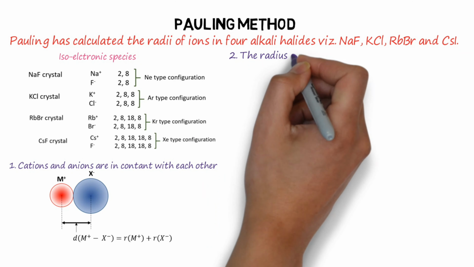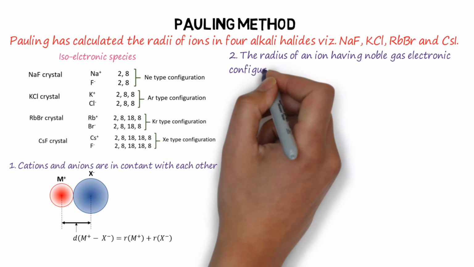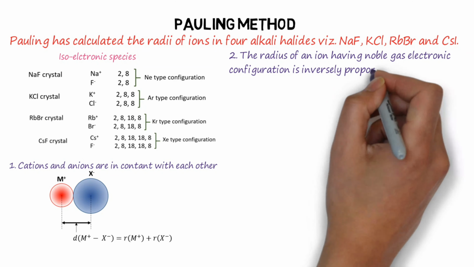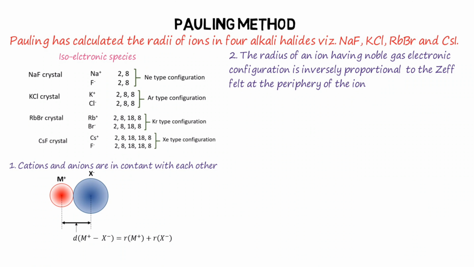The second assumption is that the radius of an ion having noble gas electronic configuration is inversely proportional to the effective nuclear charge felt at the periphery or more outer part of the ion. Thus, for M cation and X anion, we can write, to remove the sign of proportionality, we need a constant C. According to the definition of effective nuclear charge, Z effective is equal to Z, that is nuclear charge, minus the shielding effect.